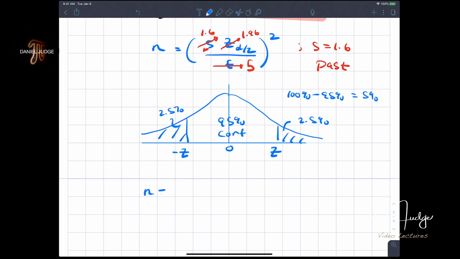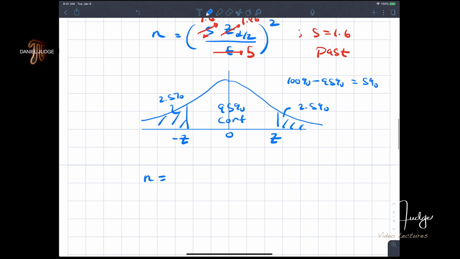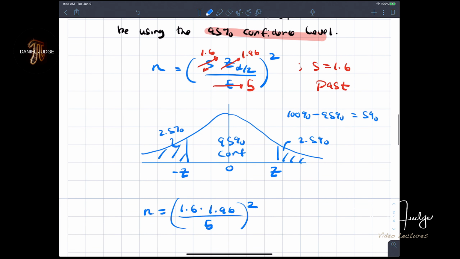So like I've always said to you guys, make sure you write this stuff down, right? 1.6 times 1.96, raise that over 5. That's to the second power. I just plugged in my values. And so what's going to happen now is I'm going to have to square this. And this is just an experimental kind of question.